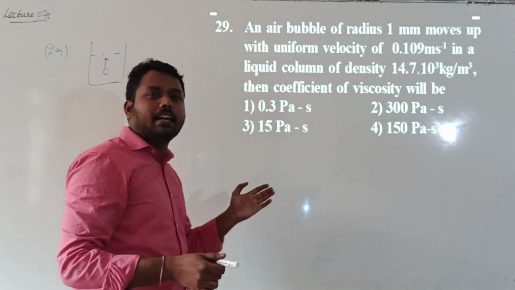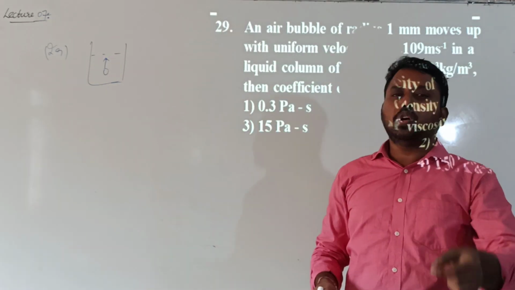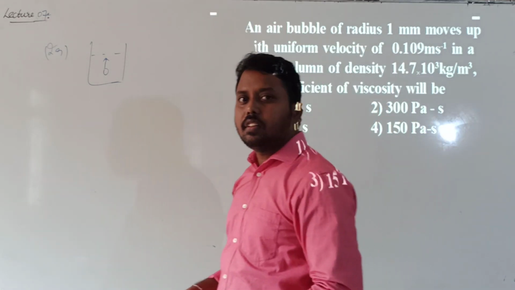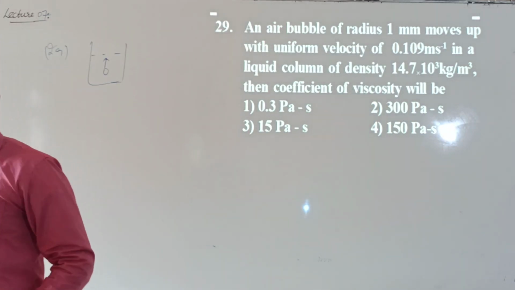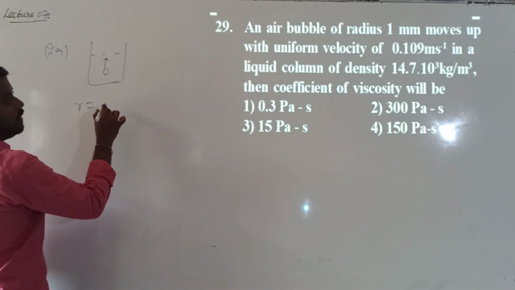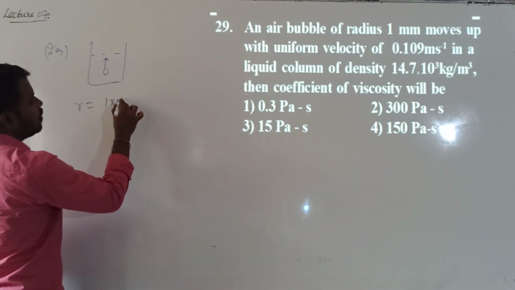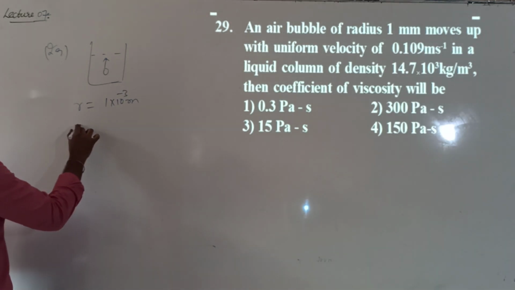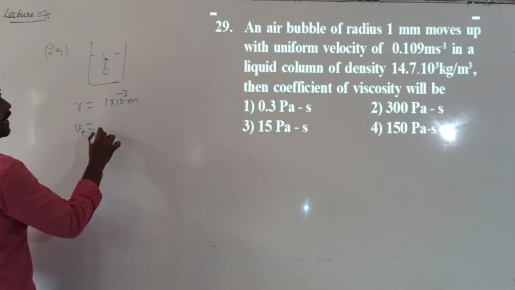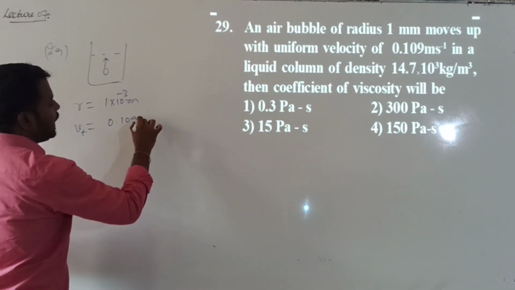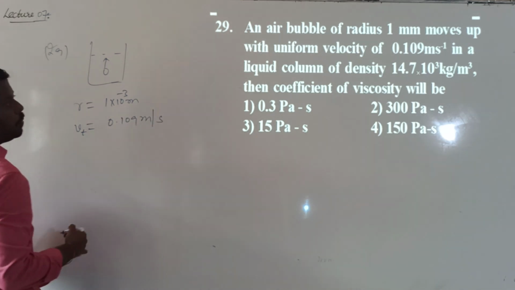Terminal velocity does not always mean the body should move down. Whenever the density of the body is less than the density of the liquid, the body will move up. The radius of the air bubble is given as 1 mm, 1 into 10 to the power of minus 3 meters. It is moving up with a velocity V equal to the terminal velocity, that is 0.109 meters per second. Units are very important.